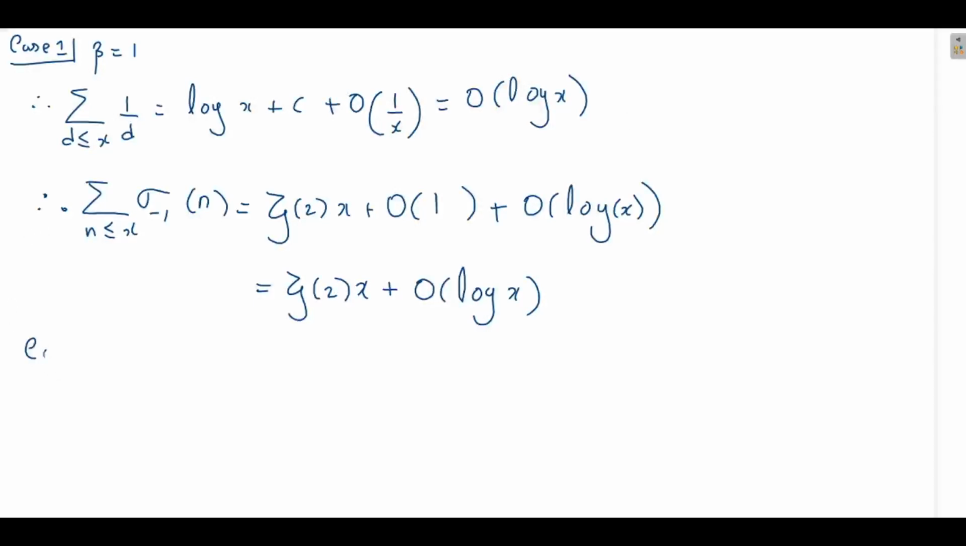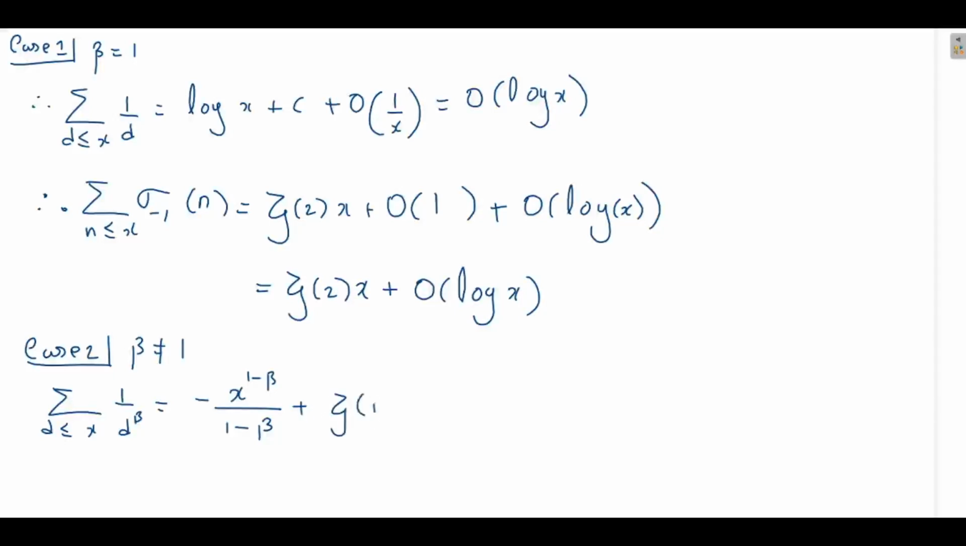So in the second case, what we have? Case 2, beta is not equal to 1. So in this case, summation d less than or equal to x, 1 by d raised to beta, this will be x raised to 1 minus beta upon 1 minus beta plus zeta of beta plus big O of x raised to minus beta. This would be big O of, again here you can see, this is big O of x raised to 1 minus beta.